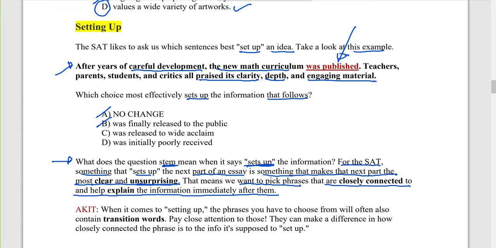Was released with wide acclaim. Okay, wait a minute. Was initially poorly received. Of course, poorly received, that's completely wrong. A, completely wrong. Was released means what? I'm going to tell you. Was released means published. Acclaim means what? Means praised.